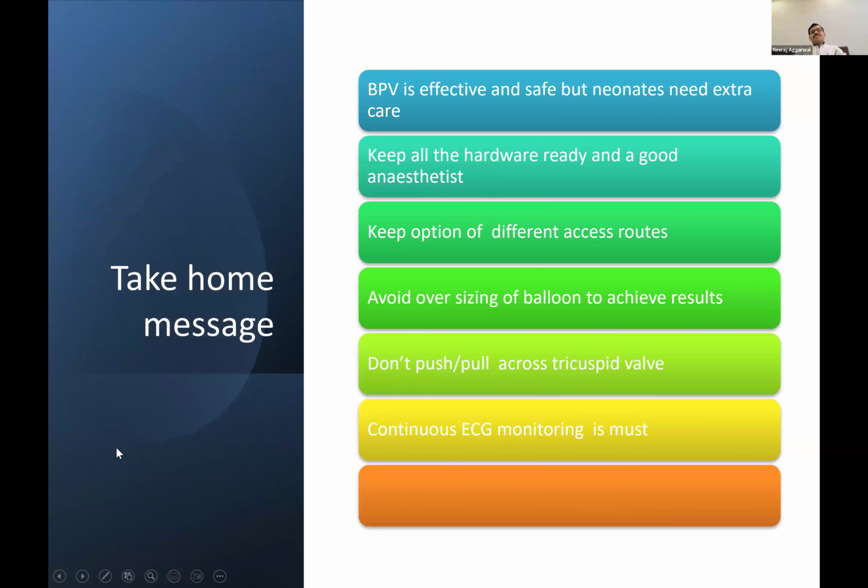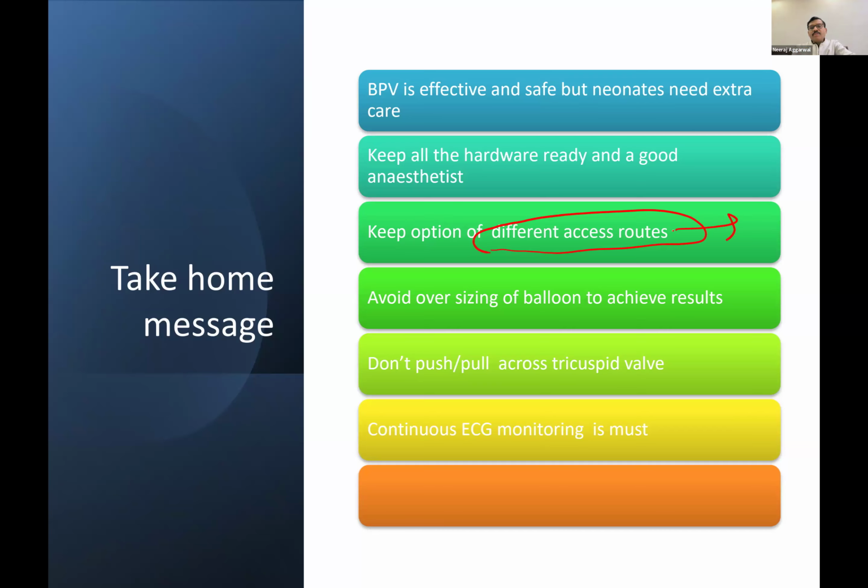So, take home message. We know BPV is effective and safe. Units need extra care. Keep all the hardware ready and a good anesthetist. Keep the option of different access routes. So in a critical patient, we keep a jugular line already in place so that we don't hesitate to use a jugular line if the femoral vein route fails.